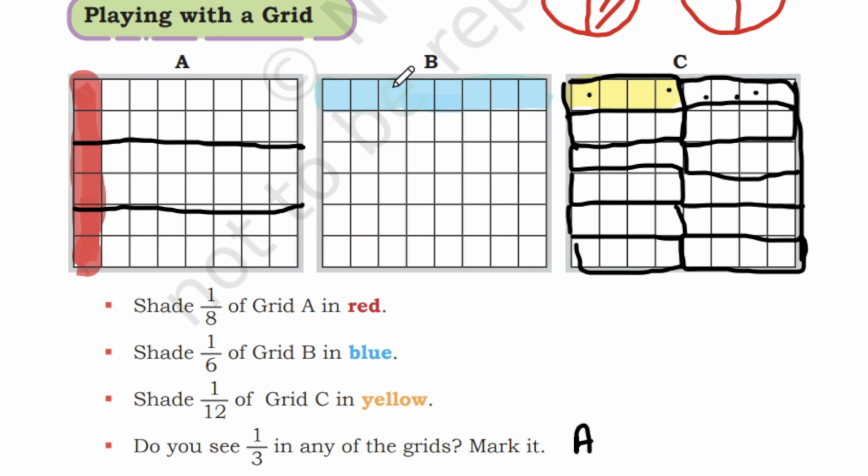In B also you can do this. This one, no, you will not get. Try in this way. You can do it. So A, B and C also you are able to do it. If you mark line here, you will get 1 by 3rd. I will shade in maybe green color. 1 by 3rd in the center.